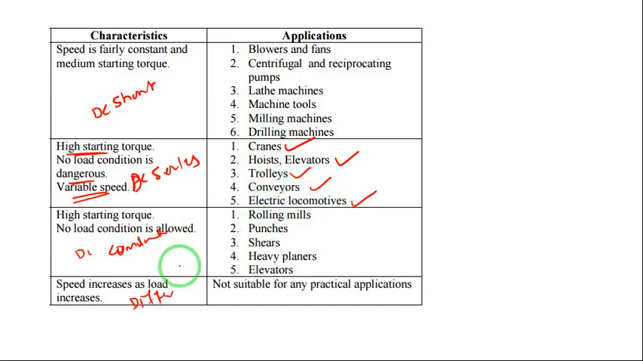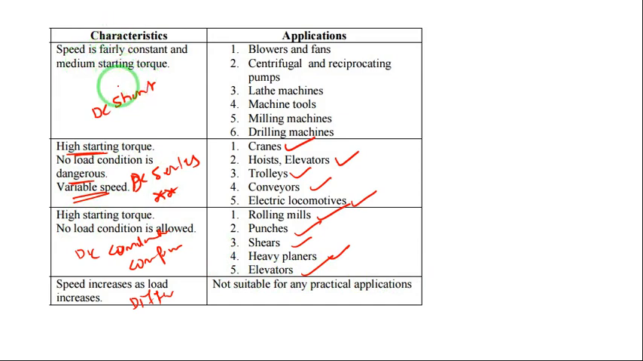This one is the DC cumulative compound motor. It has high starting torque, and no load condition is allowed. The applications are rolling mills, punches, shears, heavy planers and elevators. Most important is DC series. Speed increases as load increases. The differential compound motor is not suitable for any practical applications. So these three are important.